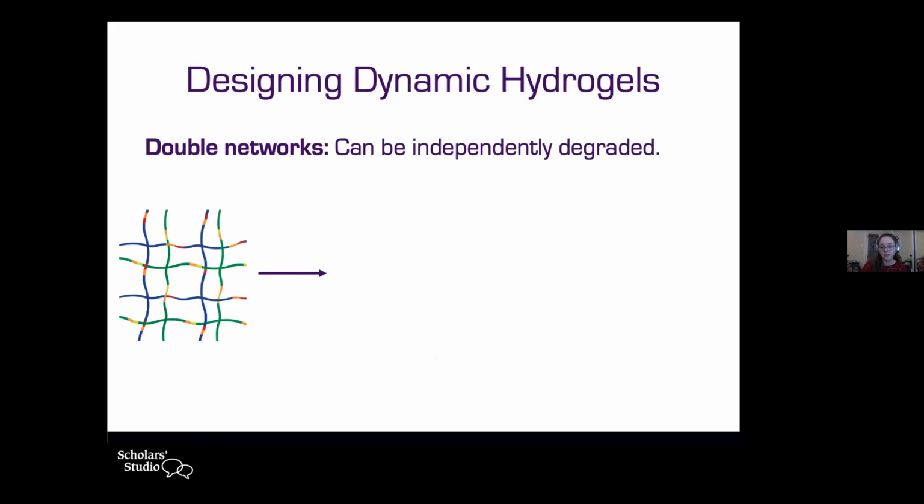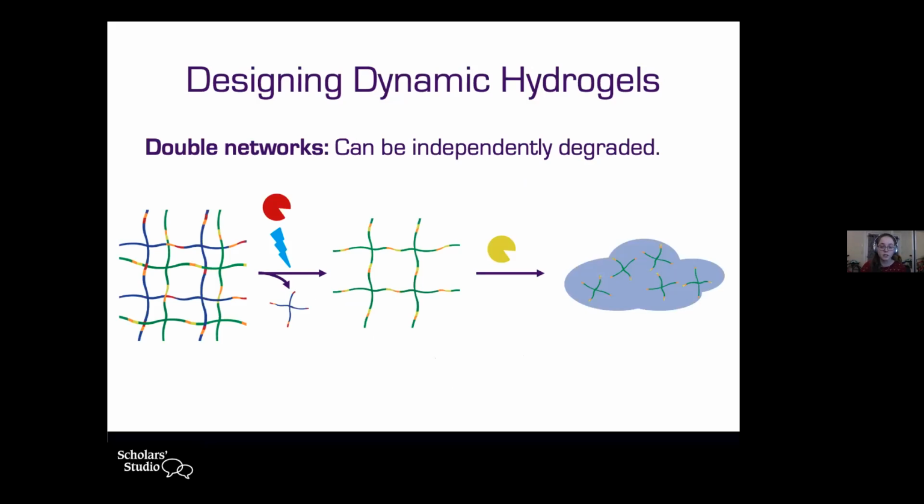For instance, I can expose my first network to light or an enzyme, which is a protein in our case that cleaves in a specific area, and the peptide making up the bond between the polymers is cleaved. Similarly, the second network can also be degraded by another input to release everything.